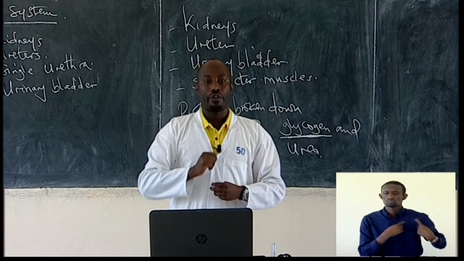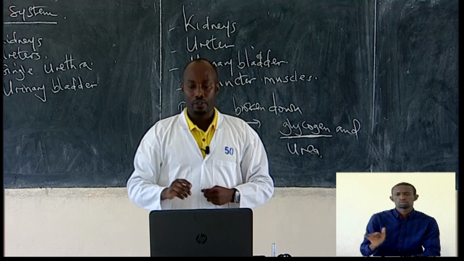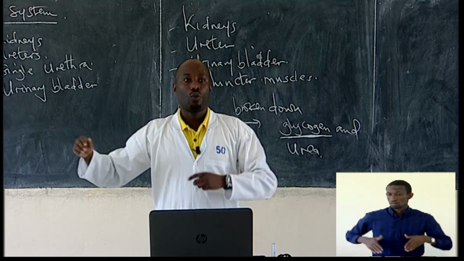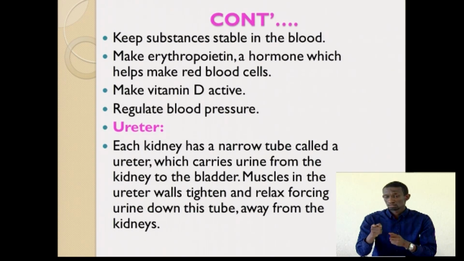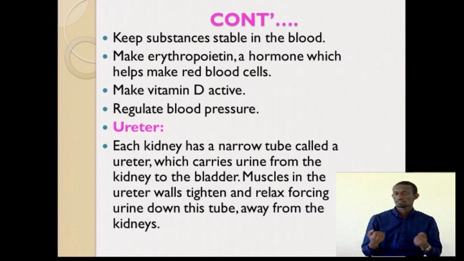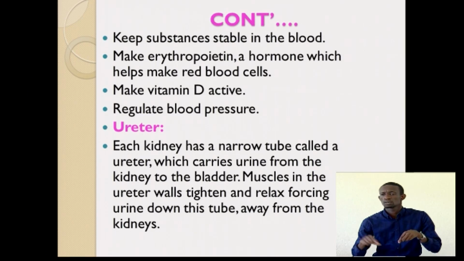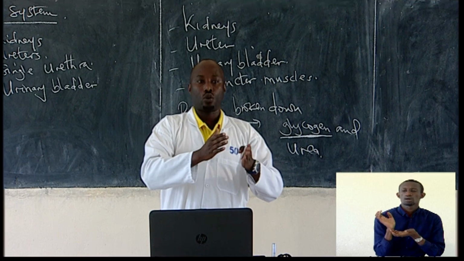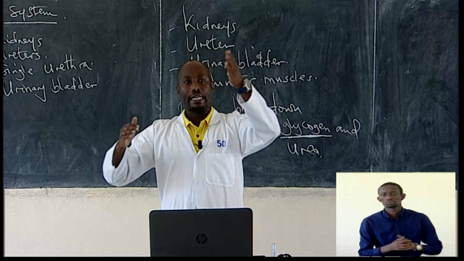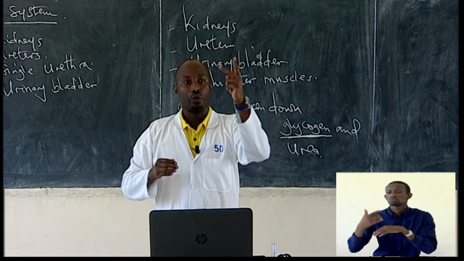Let's go to another part of the urinary system, which is called the ureter. I said the ureters are 2 in pairs. We have the left ureter, we have the right ureter. What are the functions of the ureter? Each kidney has a narrow tube, which is called the ureter. That narrow tube coming from the kidney to the urinary bladder is referred to as the ureter. It carries urine from the kidney to the urinary bladder. So the conduction of urine from the kidney to the urinary bladder is normally done by the ureters, and they are 2 in pairs.